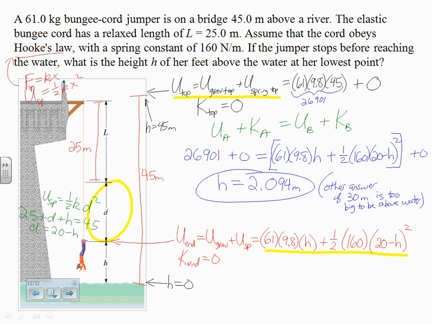If we look at that, that distance was the full length from the top to the water, 45 meters, minus the unstretched length of the bungee cord, 25 meters, minus the height above the water, h. So we use that to get that equation, 1/2 times the spring constant, 160, times the distance that it was stretched, d, which was 20 minus h. So we went through and we solved that, and we found the height above the water that the person reached.